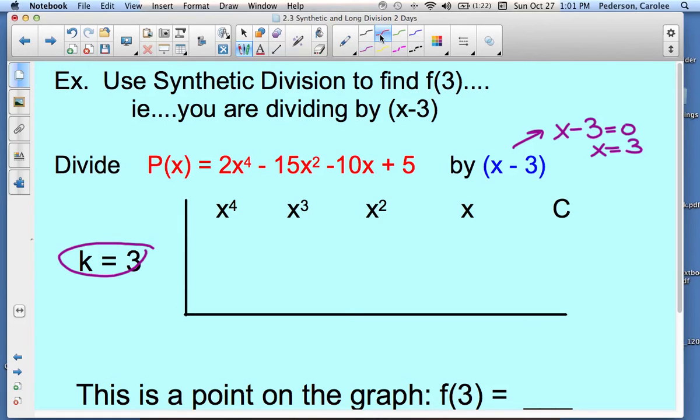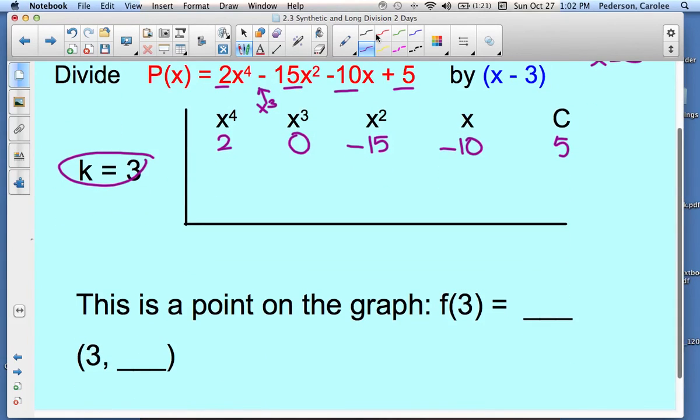Set up our placeholders. 2, negative 15, negative 10. Oh, I made a mistake. Our x cubed term is nothing. There isn't an x cubed term. Our x squared is negative 15. Our x term is negative 10, and our constant is positive 5.